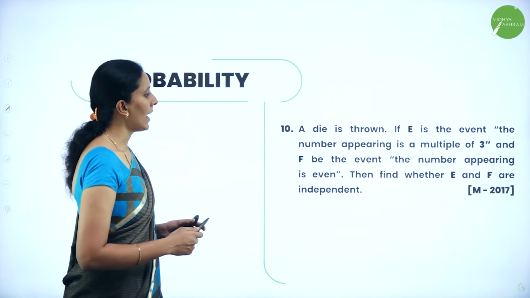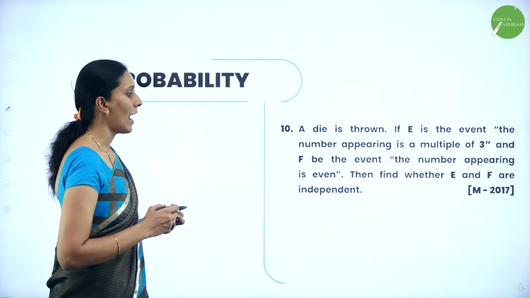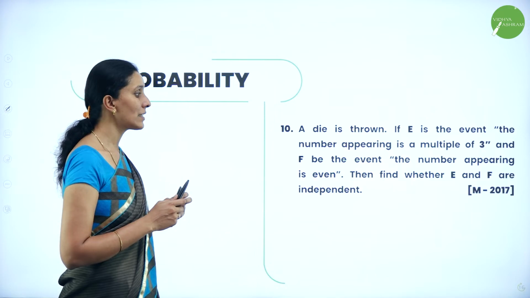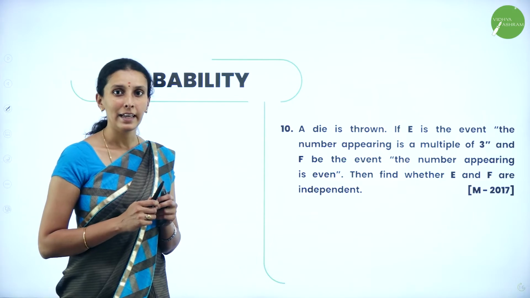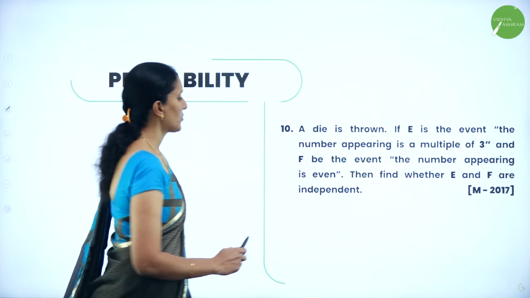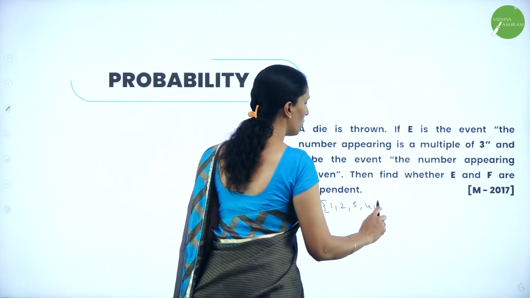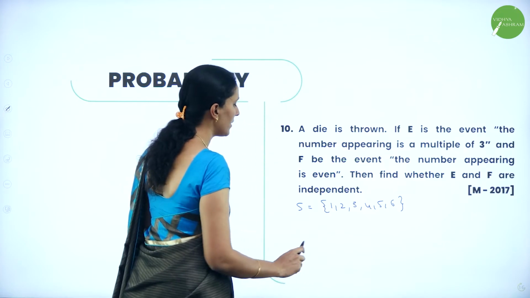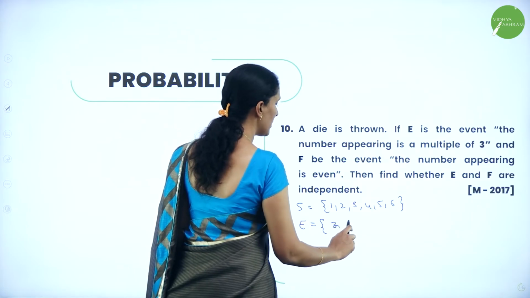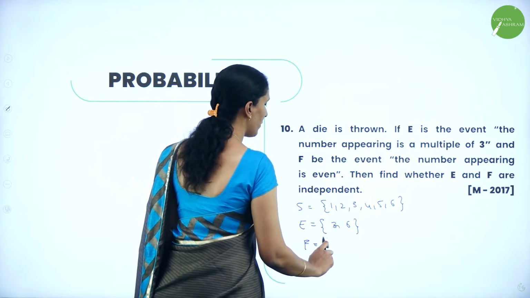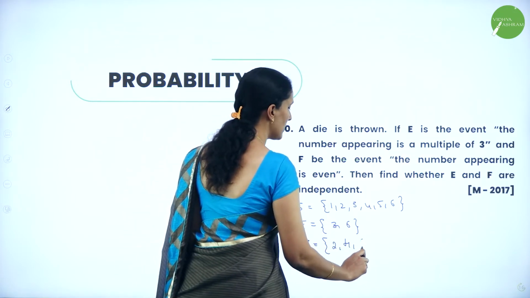Next question, a die is thrown. If E is the event that the number appearing is a multiple of 3 and F be the event that the number appearing is even, then find whether E and F are independent events. Now here, let's write the sample space for the die thrown, that is 1, 2, 3, 4, 5, 6. Next, the sample space of event E, which is a multiple of 3, is 3 and 6. The sample space for F, where the number appearing is even, is 2, 4, 6.